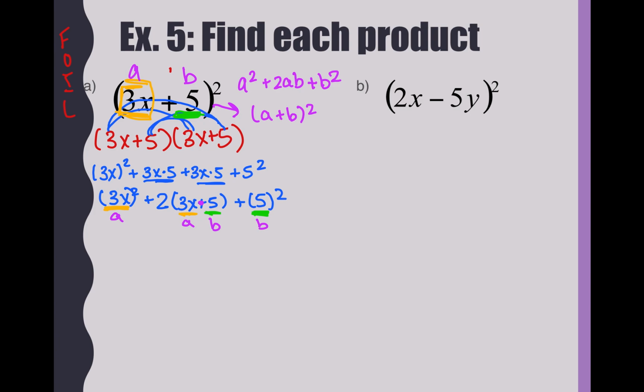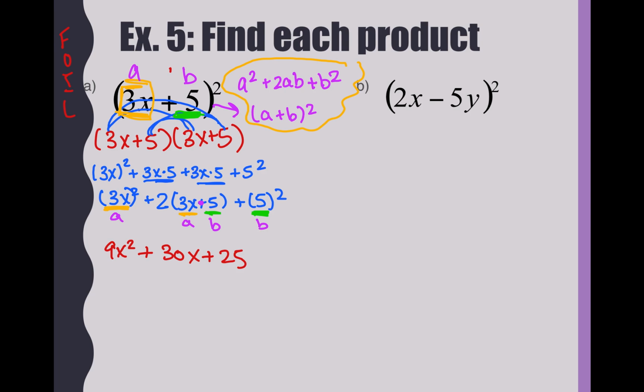Now, after this step, you would want to actually finish the multiplication. 3x squared is the same as 9x squared, plus 2 times 3x times 5. Well, that would be 30x, plus 5 squared is 25. So when given problems where you have a two-term polynomial that's squared, you could FOIL, you could do the horizontal method, or you could use this little trick of a plus b squared is the same as a squared plus 2ab plus b squared. This is just quicker.